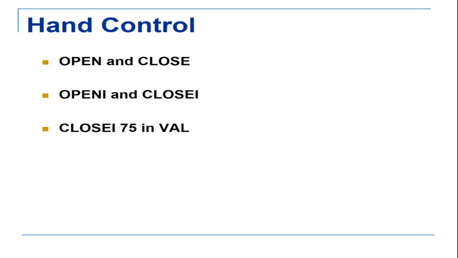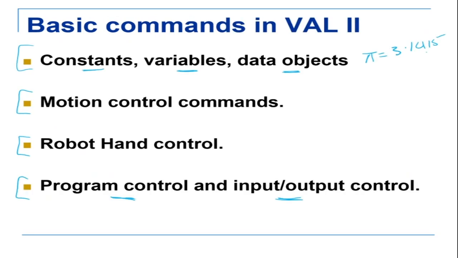Now let's come to open and close. As you can see, robot programming is very, very easy. It has been made like this so that users can use the robot easily. Otherwise, you would need to take a course in robotics and nobody is going to buy a robot. So we have looked at constants and variables, we have looked at motion control commands, and then we will look at robot hand control commands.